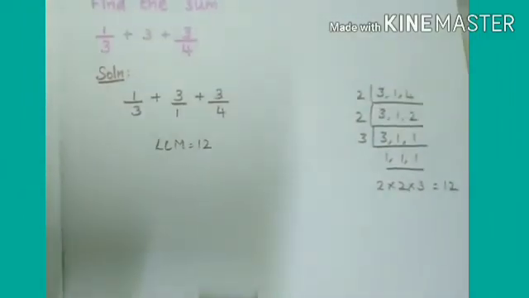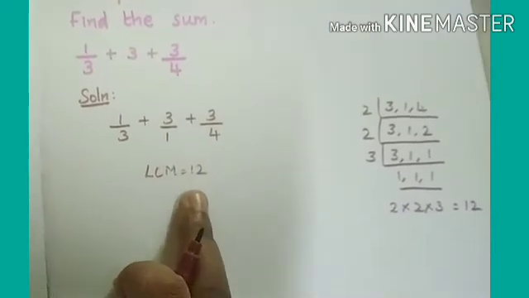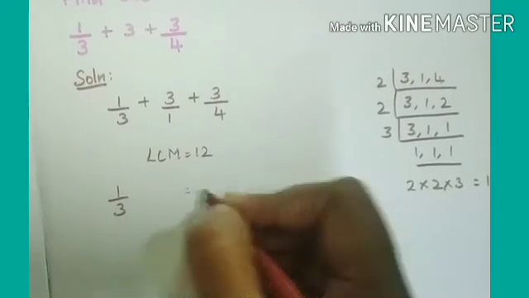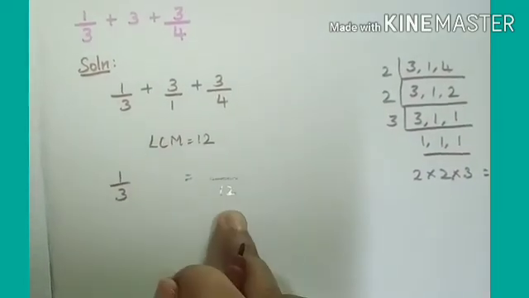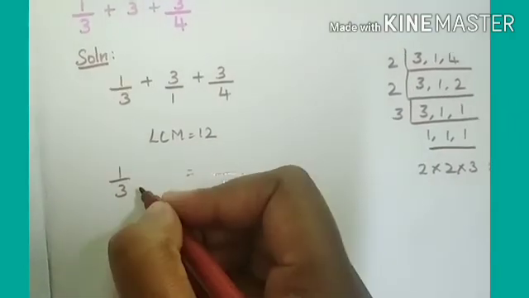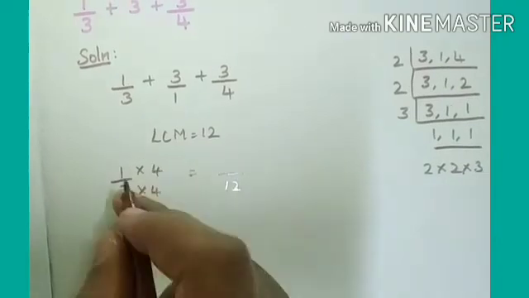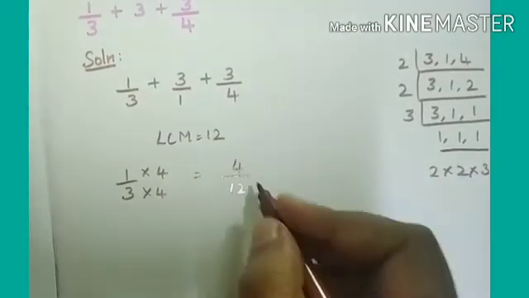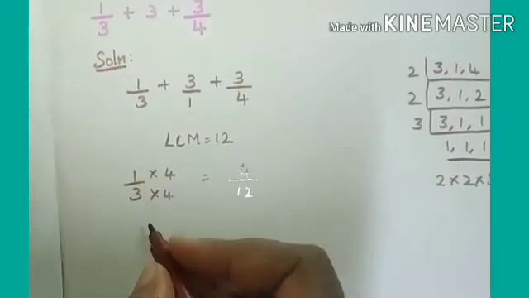Now we convert the above fractions into like fractions. Write the first fraction, 1 by 3. By what number should 3 be multiplied to get 12? That is, 3 4s are 12. Multiply both numerator and denominator by 4. We get 1 4 is 4, 3 4s are 12. We get 4 by 12.